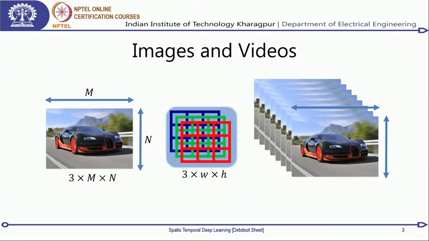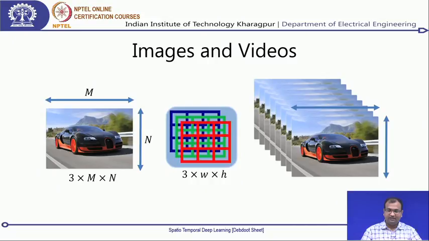But in case of a video, your frame dimension is still m cross n, but then you also have another component of time, and each frame is a 3 cross m cross n. So, your resultant is t cross 3 cross m cross n.